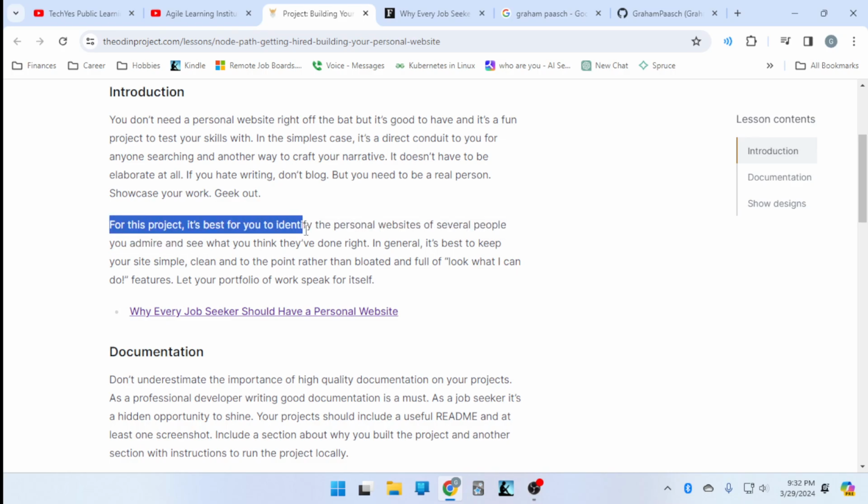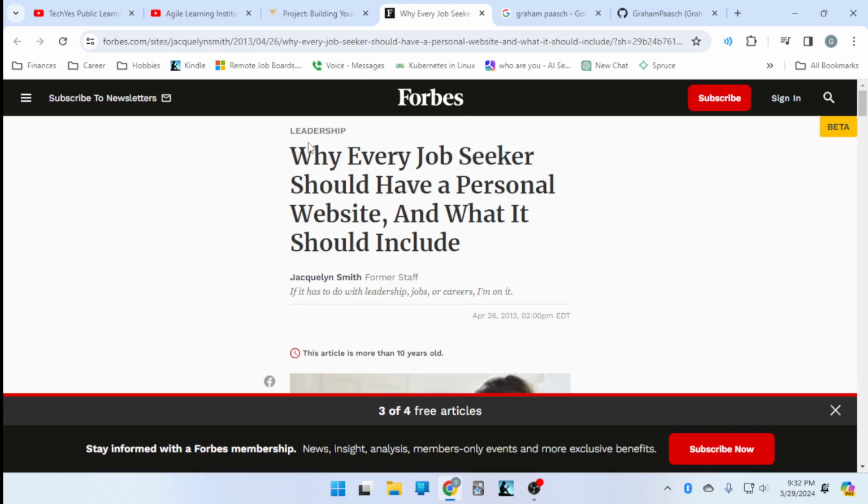So for this project, it's best for... I already read that, and this is supplemental material from Forbes.